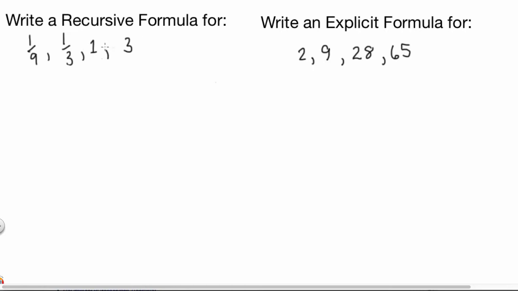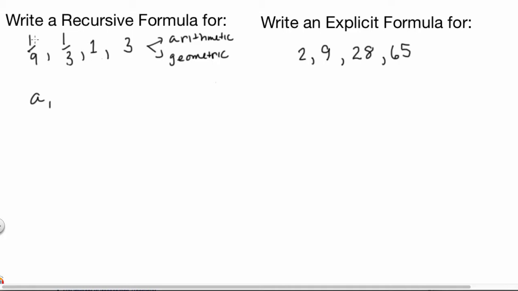Okay, so now what we're going to do is solve it in the other direction, which is we're given the sequence and we want to solve for a recursive and an explicit formula. Okay, so first of all, we figure the formula by setting it up. We start with our A1. Of course, before we do that, we've got to figure out, is this an arithmetic or a geometric sequence?